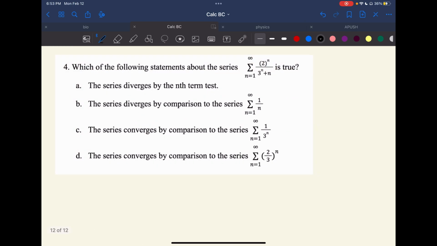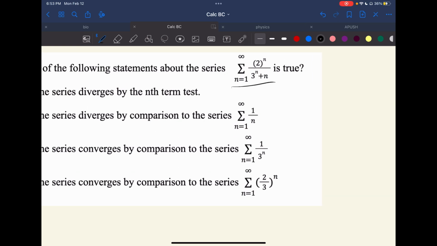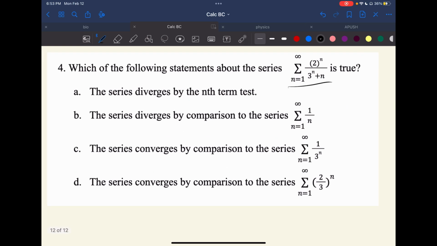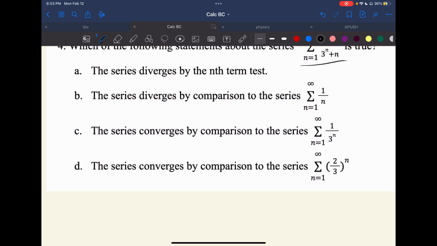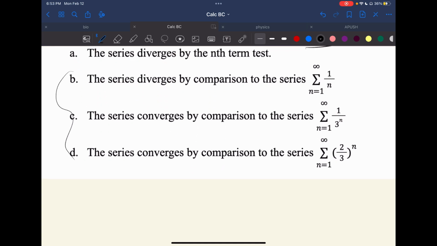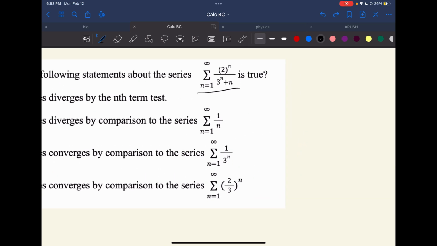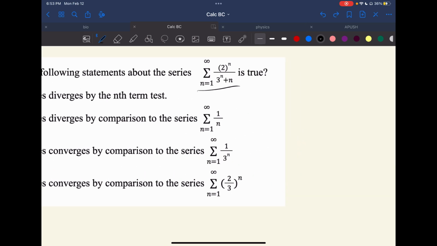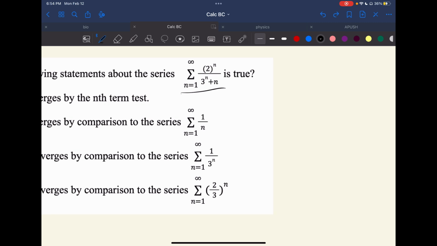Question number 4 is asking about convergence and divergence using different methods of this series. So just by looking at it, these three answer choices are about using a comparison test to a different series. So we're gonna do that.